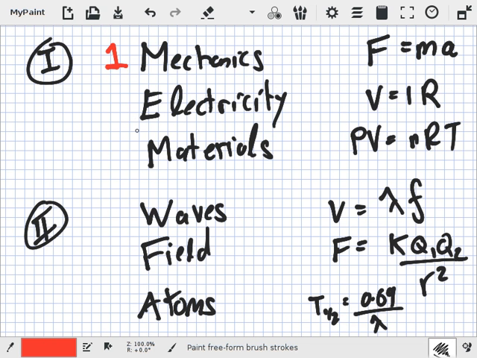The electricity, the materials and the fields are all about the same. And the waves and the atoms are a little bit shorter. But mechanics is definitely the biggest. Like for semester 1, this would be, I don't know, 50% of the semester, and this would be 25 and 25. So we'll do mechanics up until the middle of the semester.